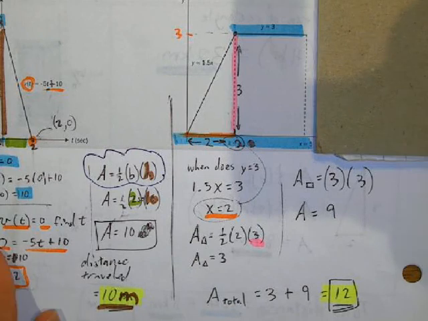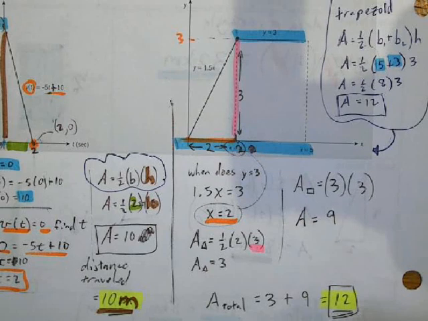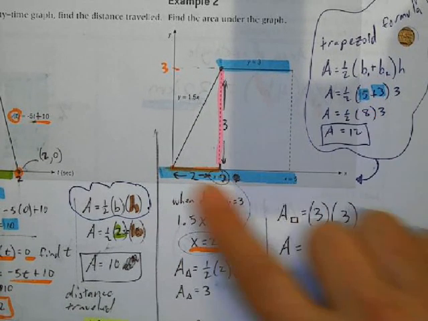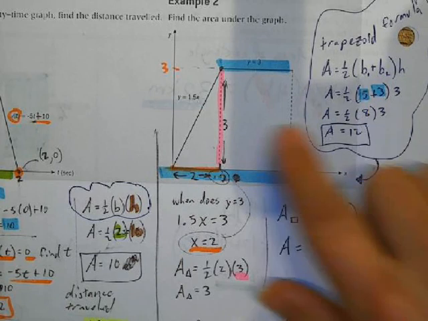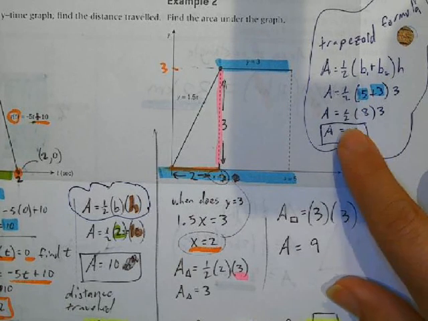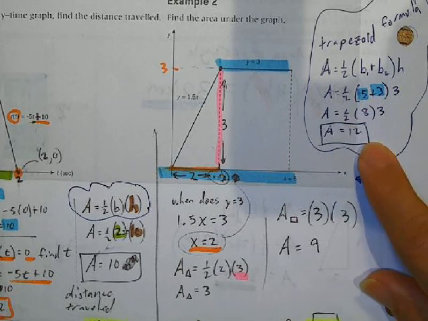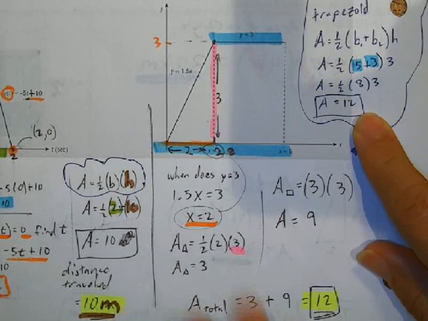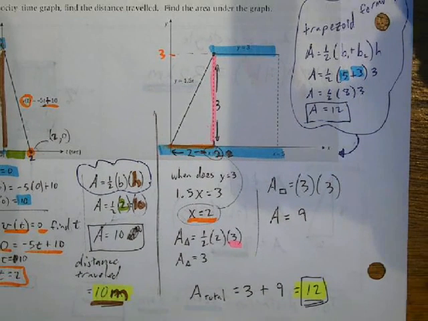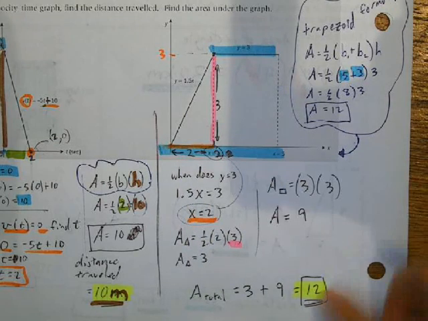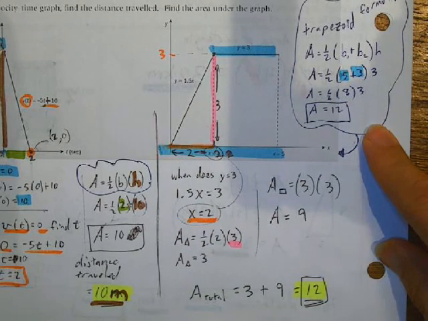Now I could use the trapezoid formula also. We know my base is 3 and this base here is 5. We know this height is 3, and so 5 plus 3 is 8. Multiply those all together and you get the area is 12 also. So both formulas, both ways of thinking will get you the area. I could either find the area of the triangle plus the area of the square added together, or I could use the trapezoid formula. We're going to be using the trapezoid formula quite a bit this chapter.